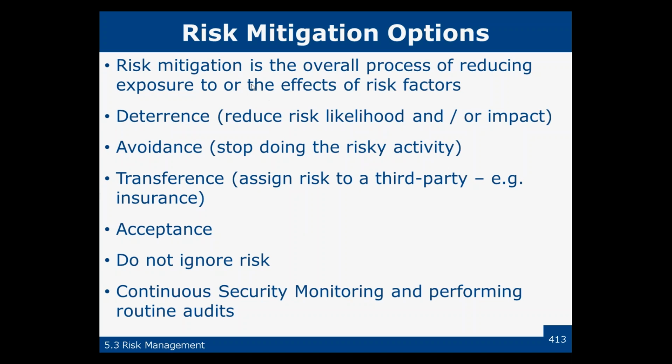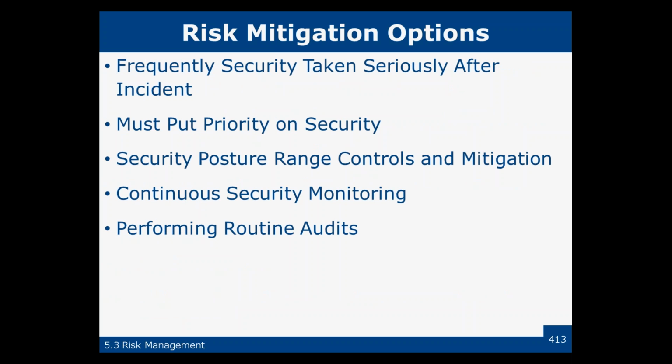I guess these things, deterrence, avoidance, and transference, are kind of like driving an automobile. Deterrence, deterring you from speeding, may be the high-cost speeding ticket. Avoidance, stop doing the risky activity, don't text while you're driving. Transference, we have insurance, and we do accept some risk because we're going to have deductibles on all of the insurance of some kind, unless you're really paying a pretty high premium.